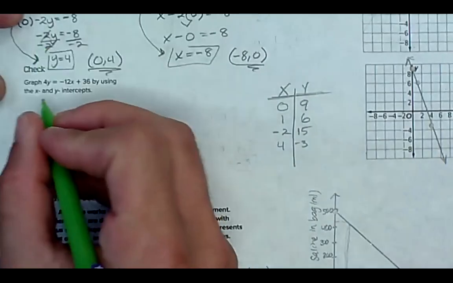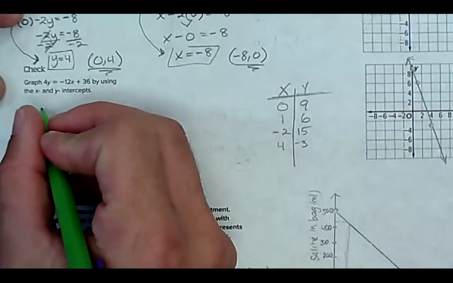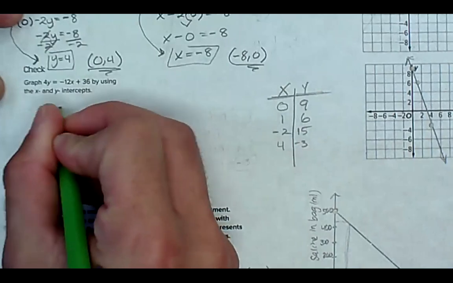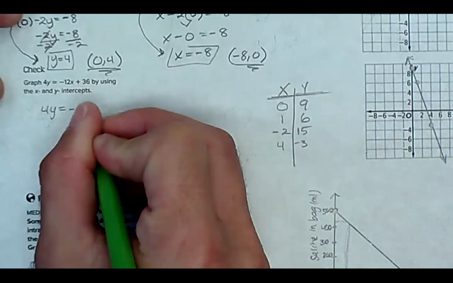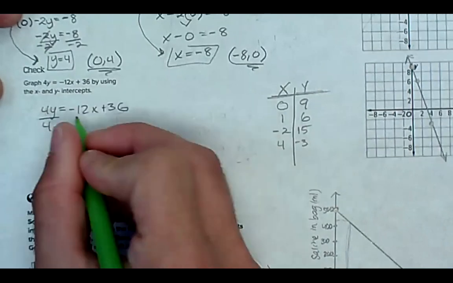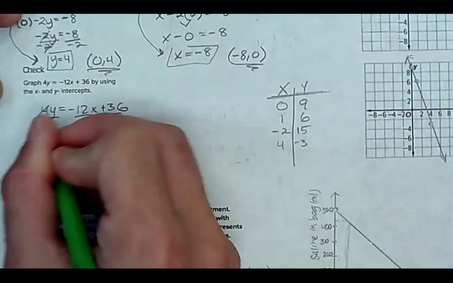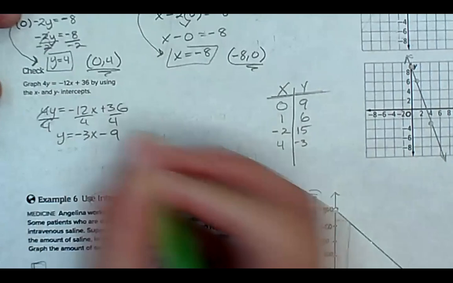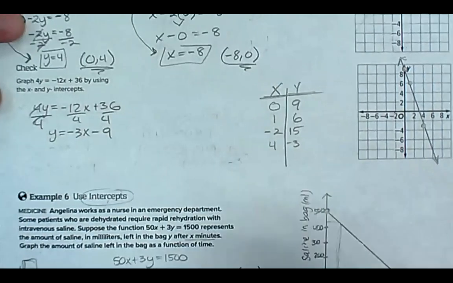What I should have kept was also that I took 4 to the other side by division. Right? We want y to be by itself. So I'm taking 4 to the other side by division. Cancel, cancel. And now we have y equals negative 3x minus 9. That's what we have, right? So now is when we go ahead and do our x-intercept and y-intercept.